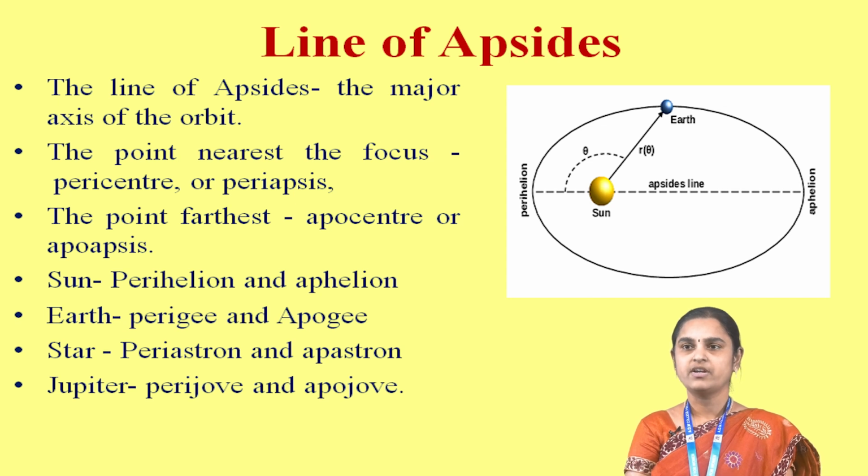So we have a lot of definitions: apocenter, apoaxis, perihelion, aphelion, perigee, apogee, and periastron, apastron, and according to Jupiter we have 2 terms, perijove and apojove. Let us see what that is. If the sun is the center, the specific terms perihelion and aphelion are generally used. If the Earth is at center, the terms perigee and apogee are used. Periastron and apastron refer to an orbit around a star. So when a star is involved, we have the terms periastron and apastron. Perijove and apojove refer to an orbit around Jupiter.